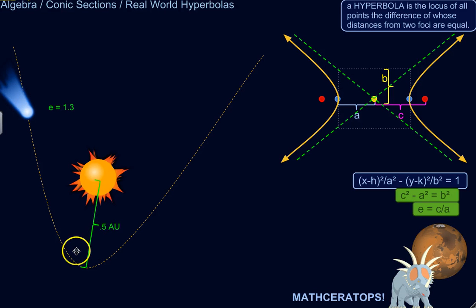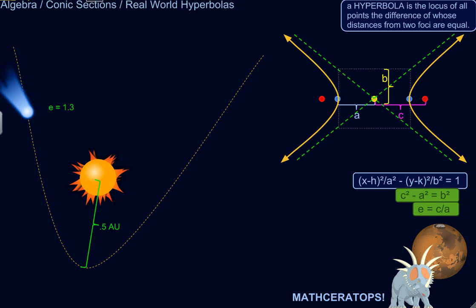So that's one piece of information, the perihelion, its closest distance. Another piece of information is the eccentricity of its orbit. Eccentricity is basically a measure of how far a curve deviates from a perfect circle. A circle has an eccentricity of 0. A parabola has an eccentricity of 1. Ellipses have eccentricities between 0 and 1. And hyperbolas have eccentricities greater than 1. For this one, it's 1.3, and we can use that information shortly.